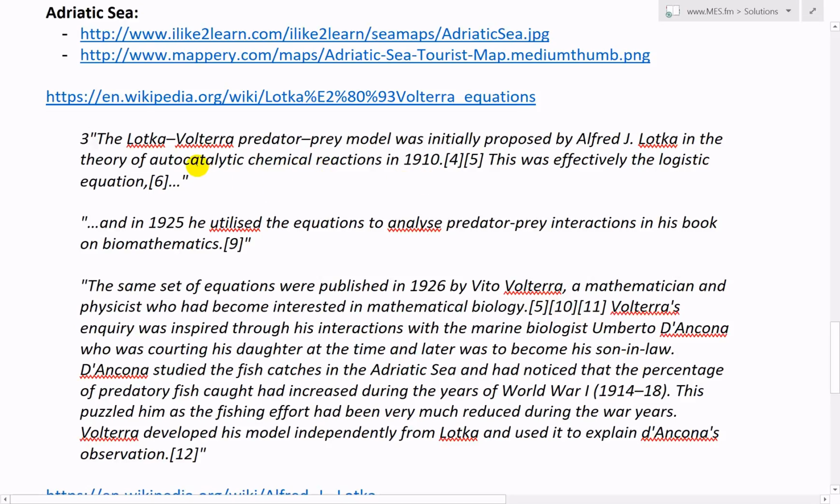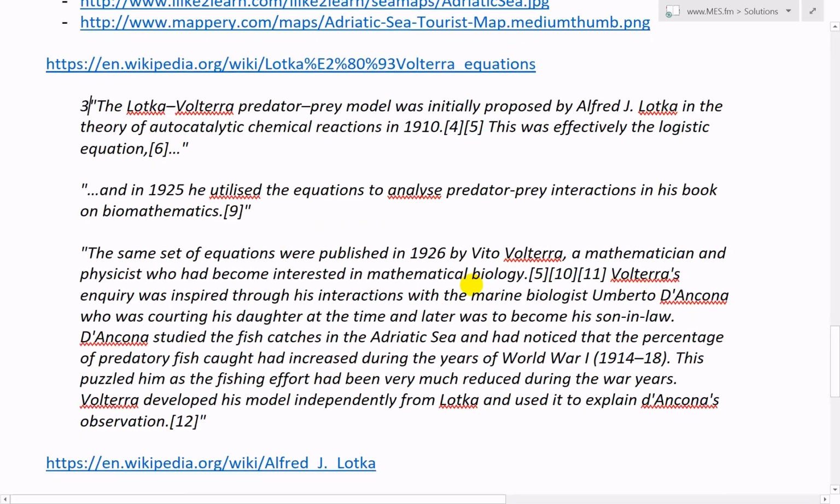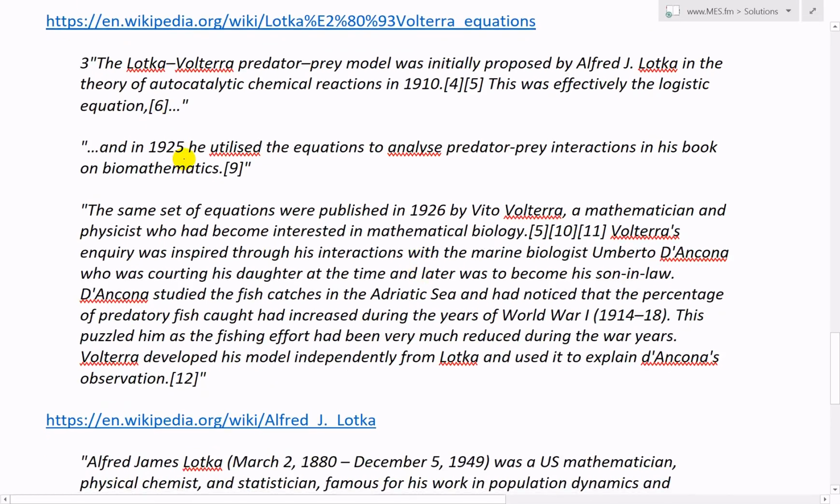You can learn more about those. Yeah, it's hard to pronounce for me. Anyway, so this was effectively the logistic equation, and you can learn more about that in my video link below. But then in 1925, he utilized the equations to analyze predator and prey interactions in his book on biomathematics.